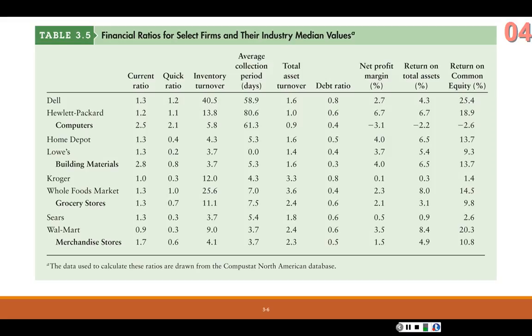But this is an example of cross-sectional analysis. So we're comparing one company to its key competitor, such as Lowe's to Home Depot. That would be a type of benchmarking, a type of cross-sectional analysis where Lowe's is comparing itself to its key competitor. But this is cross-sectional analysis in general too. So, for example, Dell is being compared to the computer industry. That is cross-sectional analysis.